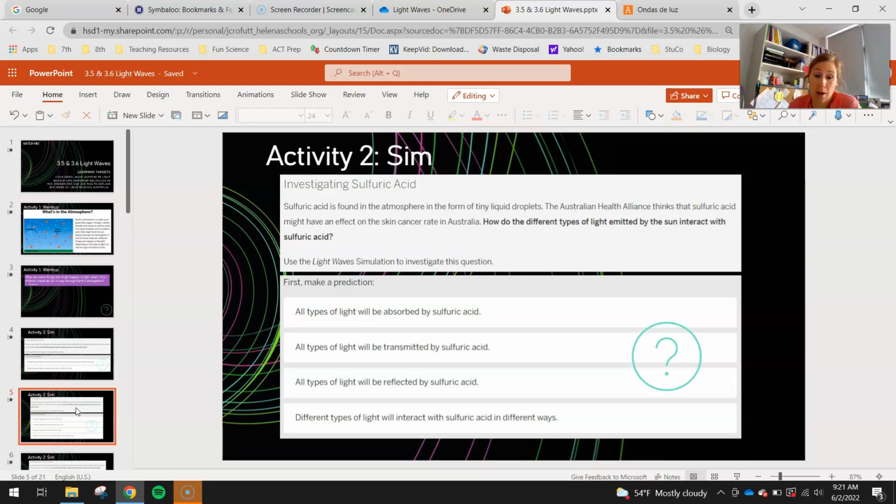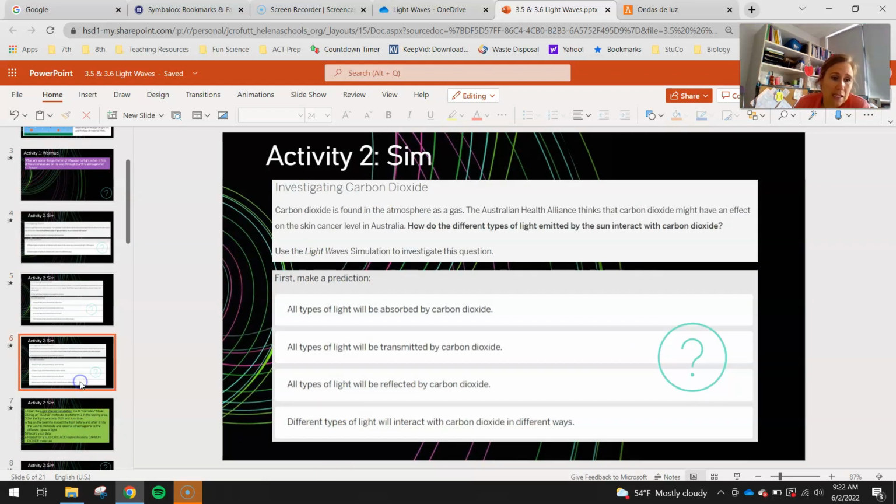So again, same thing here. All types of light will be absorbed by sulfuric acid. All types of light will be transmitted by sulfuric acid. Again, this is a prediction, so do you know? No, but make a guess. All types of light will be reflected by sulfuric acid, and then different types of light will interact with sulfuric acid in different ways. So again, we're not just looking at UV light, we're looking at the full spectrum from gamma rays down to radio waves. Okay, so how do you think they're going to react?